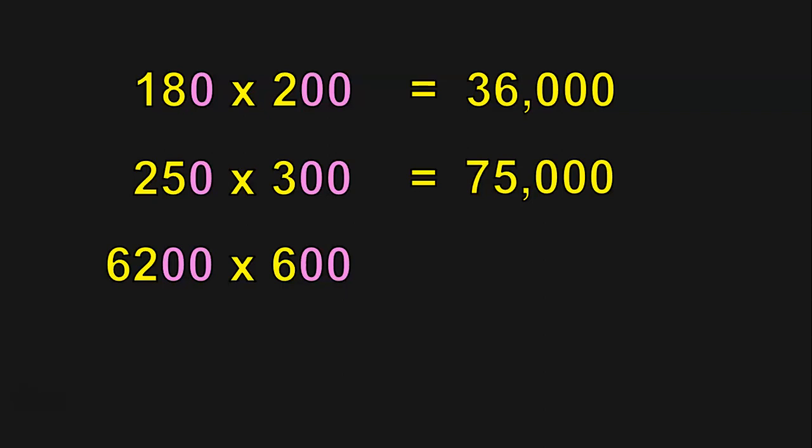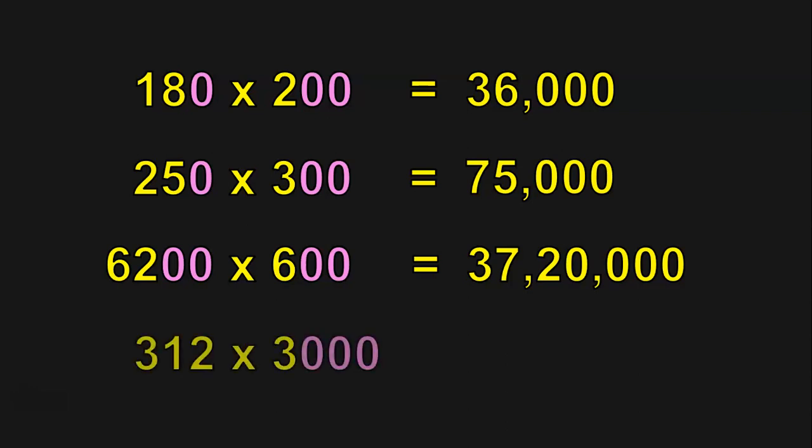Next, 6,200 into 600. So here we have 4 zeros together in both the numbers. Before that, first multiply 62 into 6. What is 62 into 6? It will give you 372. Now add 4 zeros to the end of the number, which will give you the answer for the multiplication of 6,200 into 600. What is the answer of the product? 37,20,000. See how quick and easy is this? Let us do more examples now.